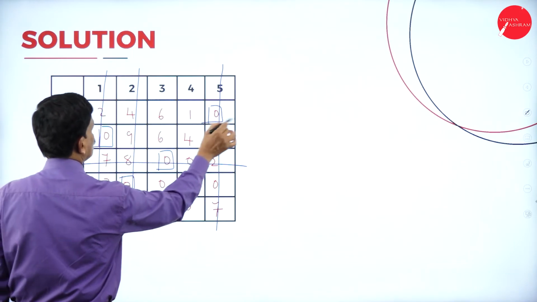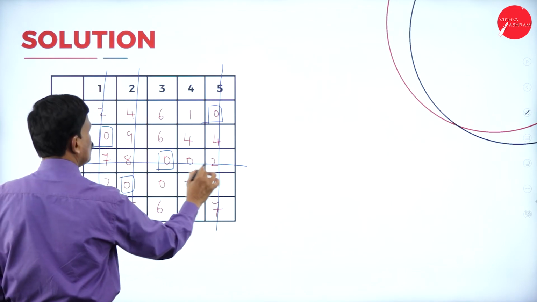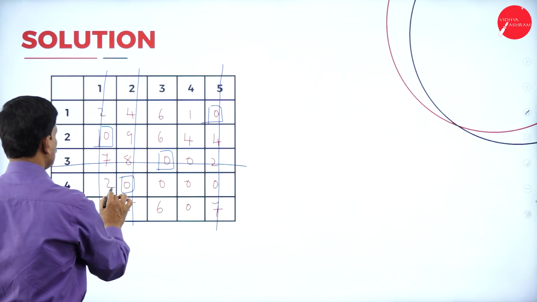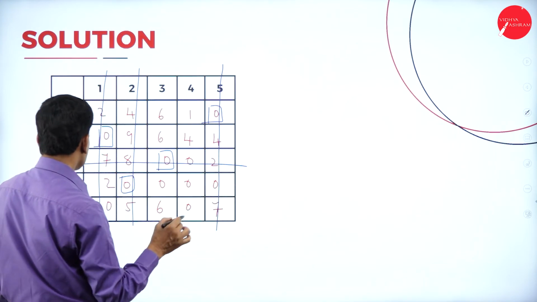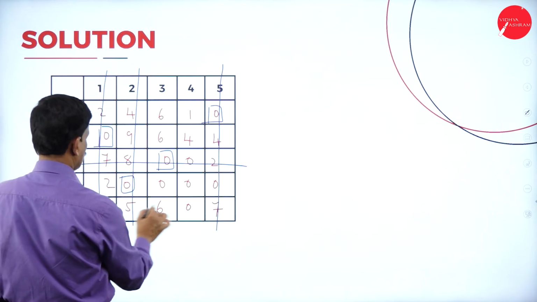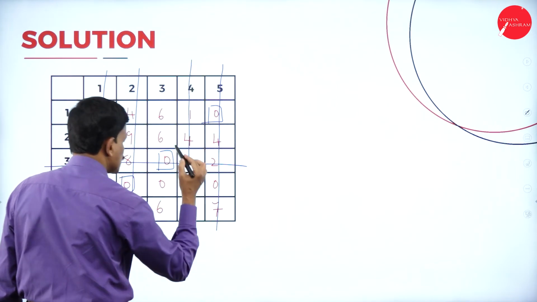In the first row, the 0 is cancelled. In the second row this 0 is cancelled. In the third row it is cancelled. In the fourth row we have 2 zeros, we can leave. Whereas in the fifth row only 1 zero, so you can cancel this, right.